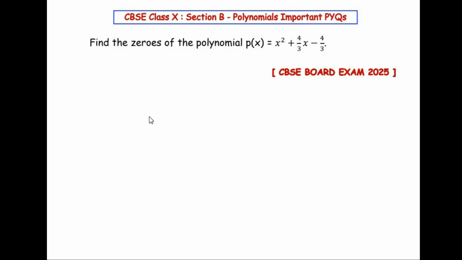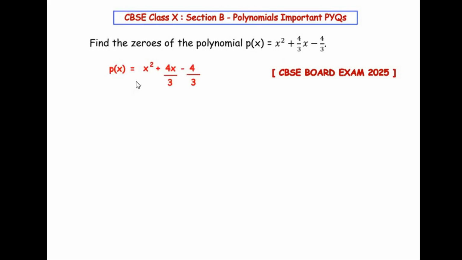In this video we are going to solve a section B question from the Polynomials chapter. Find the zeros of the polynomial p of x equal to x square plus 4 over 3x minus 4 over 3. So in this question we have to find the zeros or solutions or roots of the given polynomial. So let us rewrite this given question.